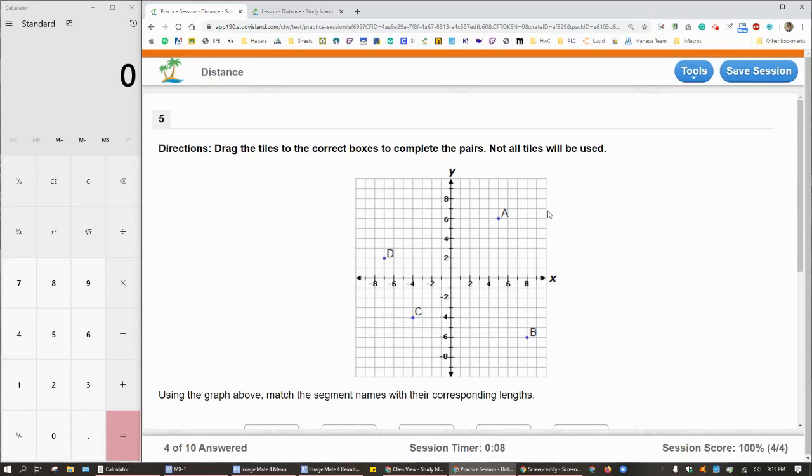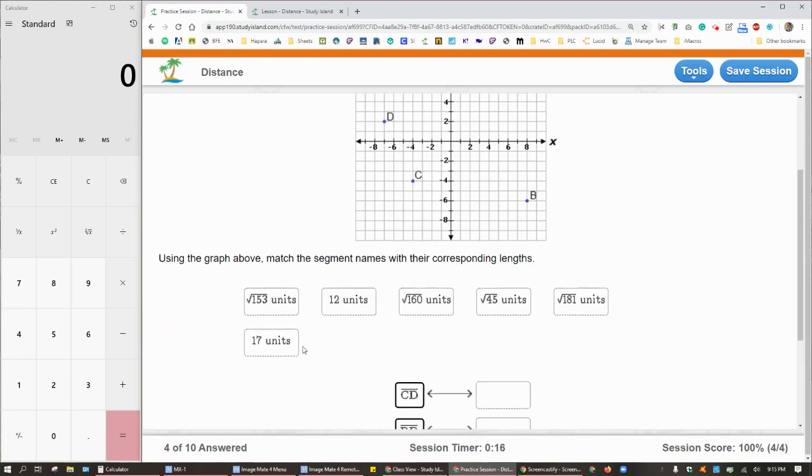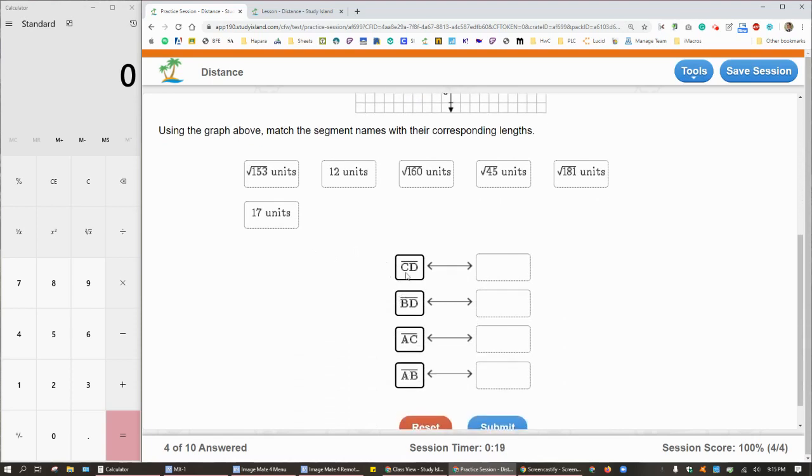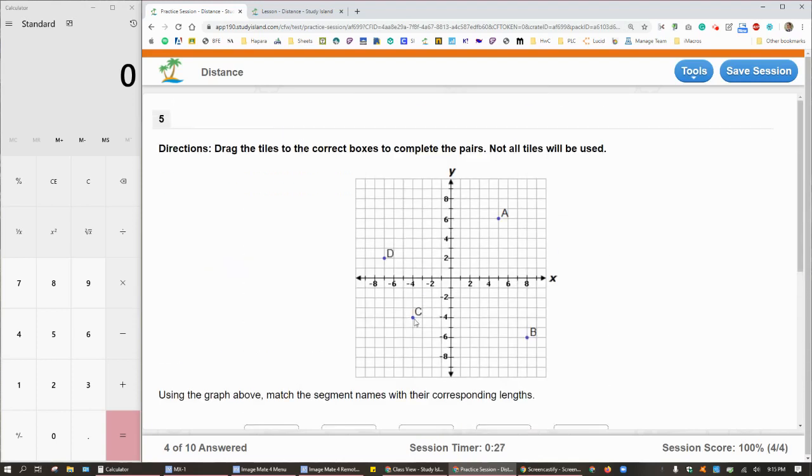All right, number 5, drag the tiles to the correct boxes to complete the pairs. Not all tiles will be used. Using the graph above, match the segment names with their corresponding lengths. So we've got a bunch of lengths here and a bunch of segments. So we need to find these 4 segments, CD, BD, AC, and AB. So let's just go one at a time. C to D. How far is it from C to D?